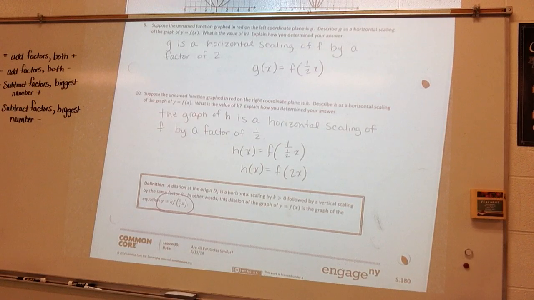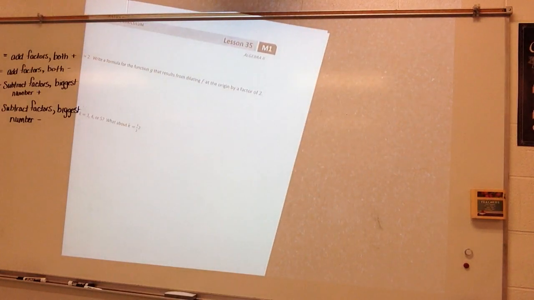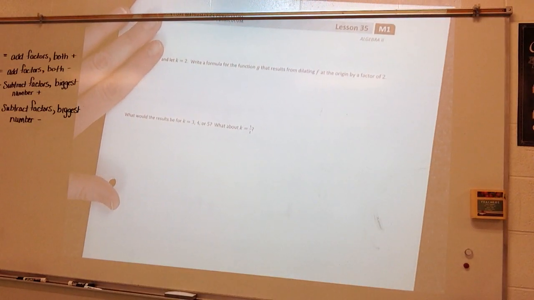When one figure is a dilation of another figure, the two figures are similar. A dilation at the origin is just a particular type of dilation transformation. So we're going to talk a little bit about a dilation. Last couple of questions here. Let f of x equal x squared and let k equal 2. Write a formula for a function g that results in dilating f at the origin by a factor of k.